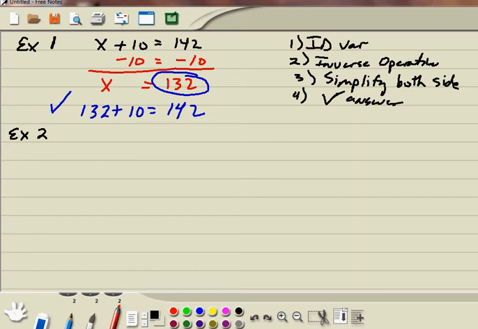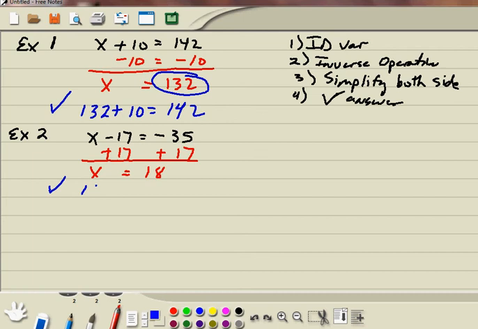In example number 2, I have x minus 17 equals a negative 35. Well, the inverse operation of subtract 17 is to add 17 to both sides. And if we do that, we're left with x equals 18. And then if we check our answer, we get, well, is it?